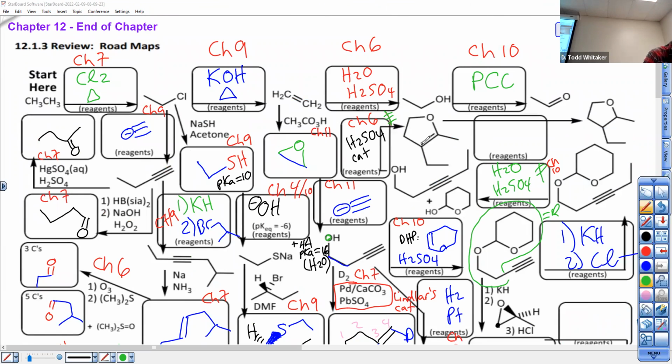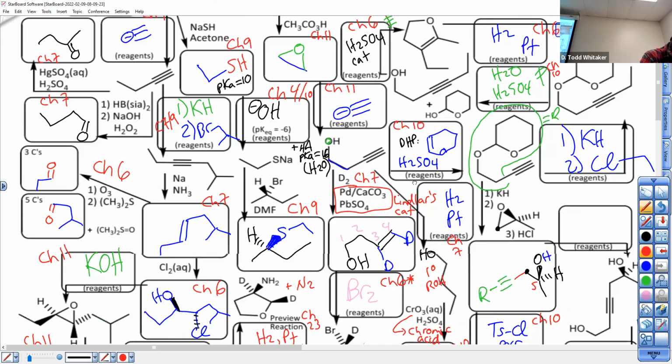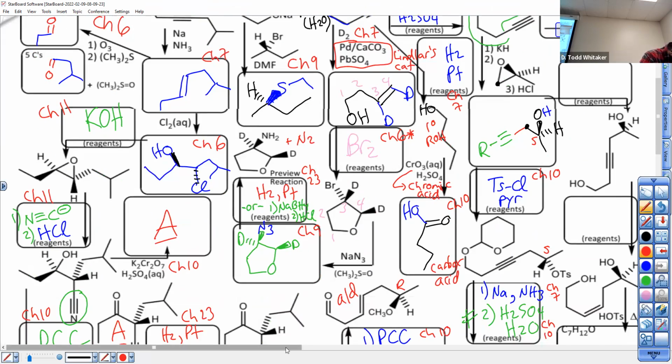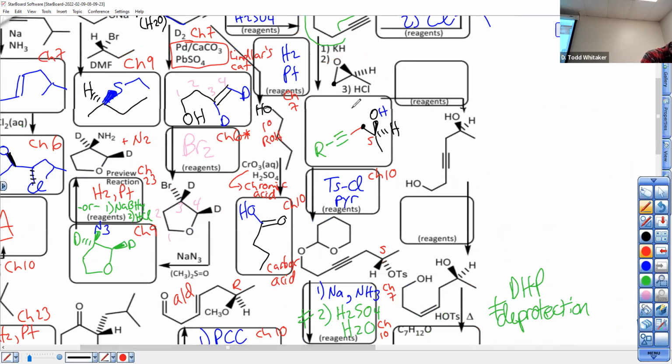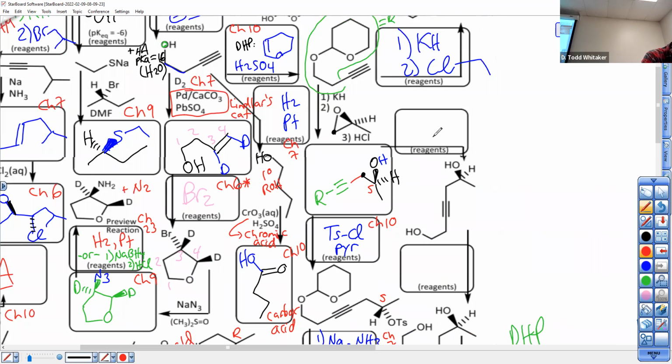Now this one, you're adding an H here and an H here to an alkene. We did it with alkynes already. H2, Pt. Chapter 6. Hydrogenation of alkene. And we're getting there. We got the stream on the far right here. What happened going here to here? I don't know what R looks like anymore. I forgot.